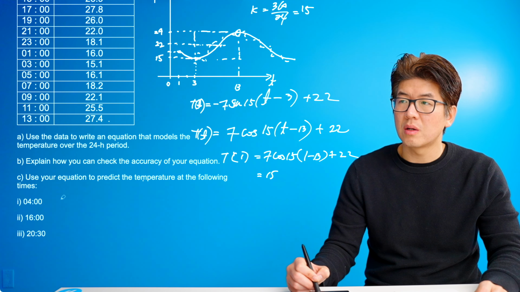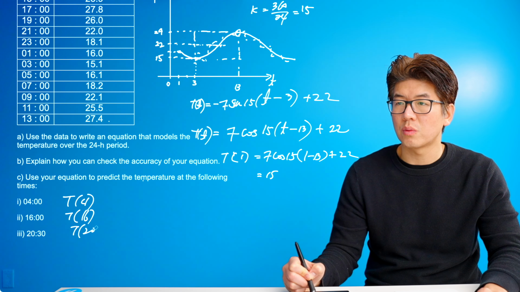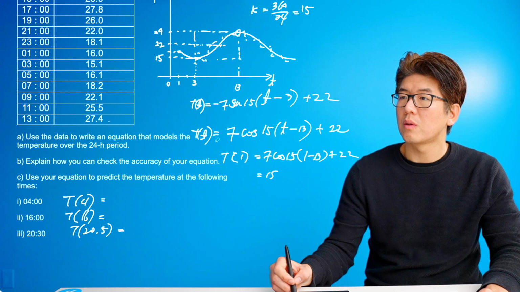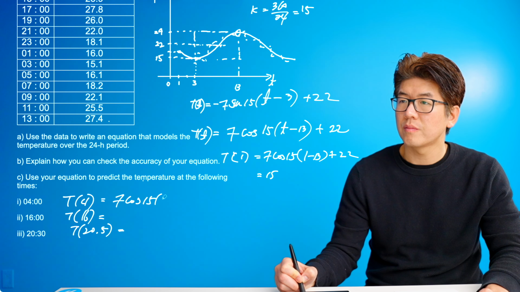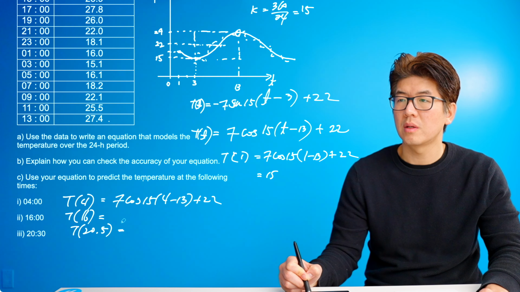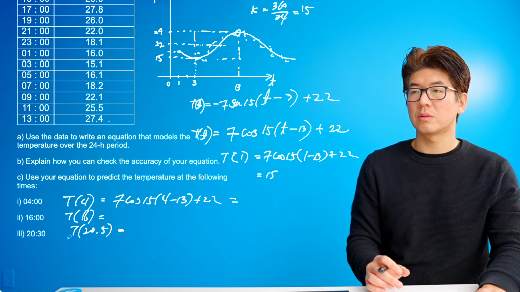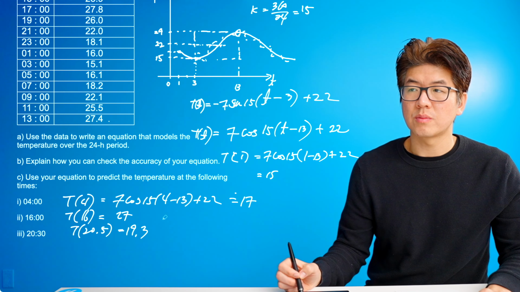Okay, so now we're in a position to find the values. This means plug in 4. This means plug in 16. This means plug in 20.5. Okay. So I'm going to use this one, 7 cosine of 15 times (4 minus 13) plus 22, and so on. Okay. So you should try plugging into the calculator and see if you get the number and see if they make sense to you. Okay, so this is what I got.